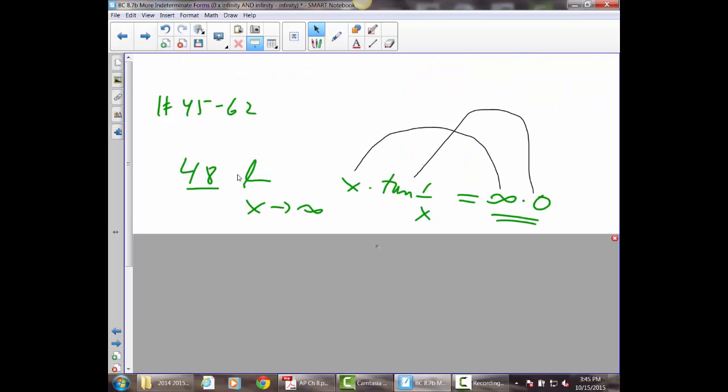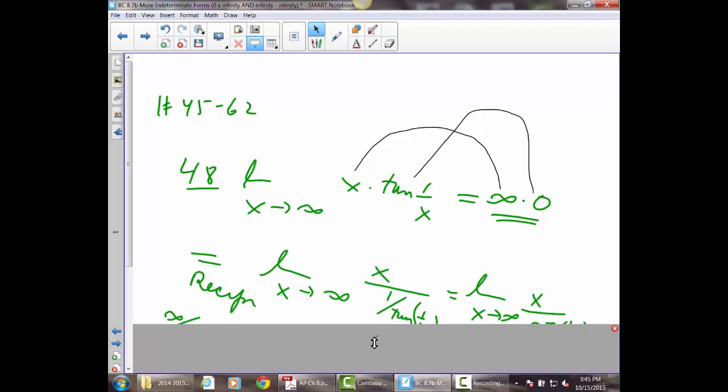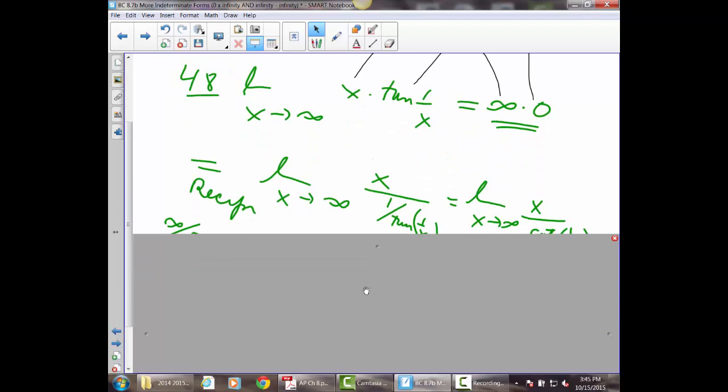Okay, so here's another one. Limit as x goes to infinity of x times the tan of 1 over x. So I replace x by infinity. When I replace x by infinity here, I have 1 over infinity, which is 0. The tangent of 0 you should know is 0, so we're going to need to use the reciprocal deal on here. So I'm going to leave the x where it is.